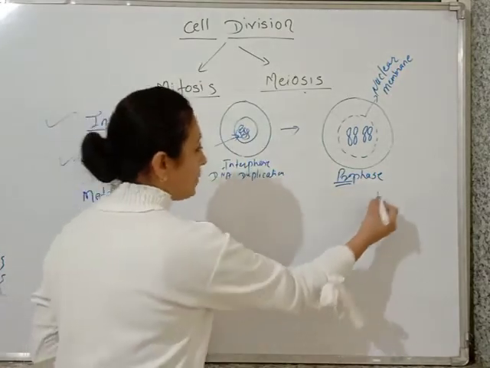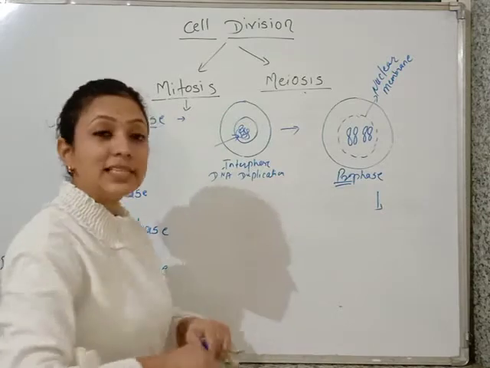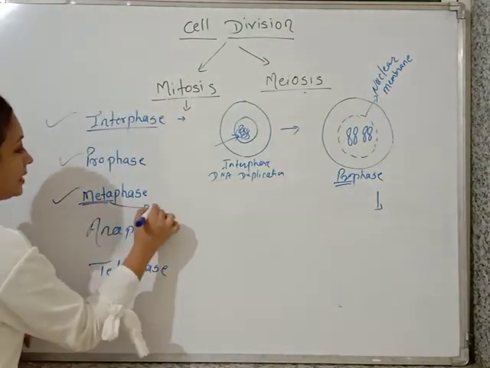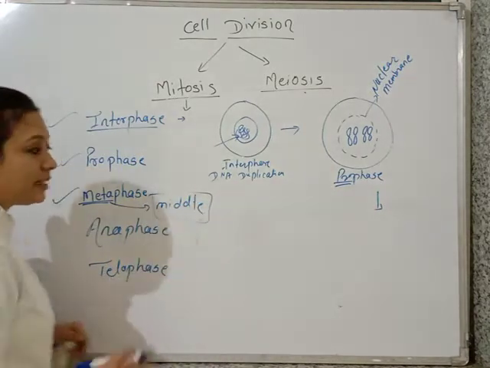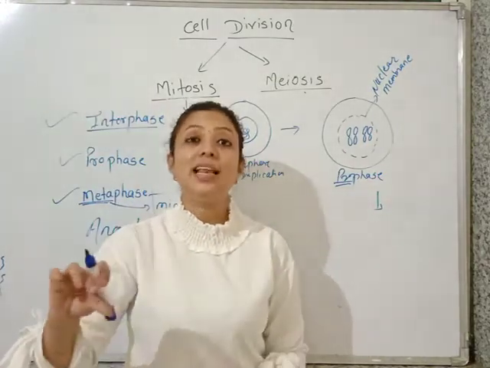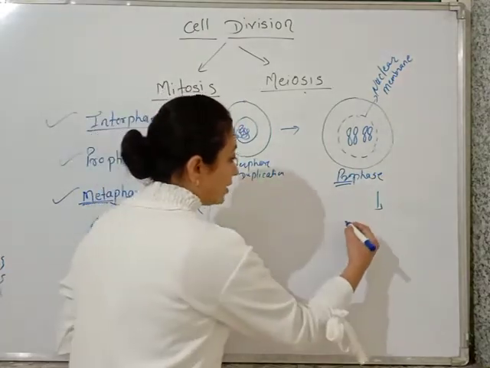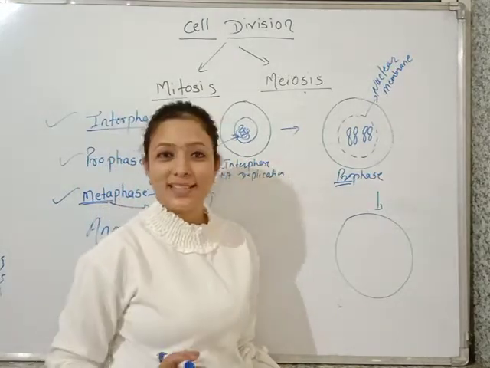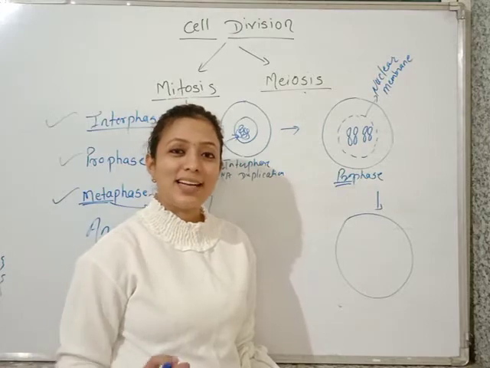Now what happens in the next step, and that is the metaphase. What actually happens in the metaphase? This is called meta. Meta means what, middle. Why is this name given metaphase? Because in this phase the chromosomes get arranged in the middle of the cell, that is the equatorial plate of the cell, and in this process the role of the centrosome is there. The organelle that we have discussed in the previous video, that is the centrosome.